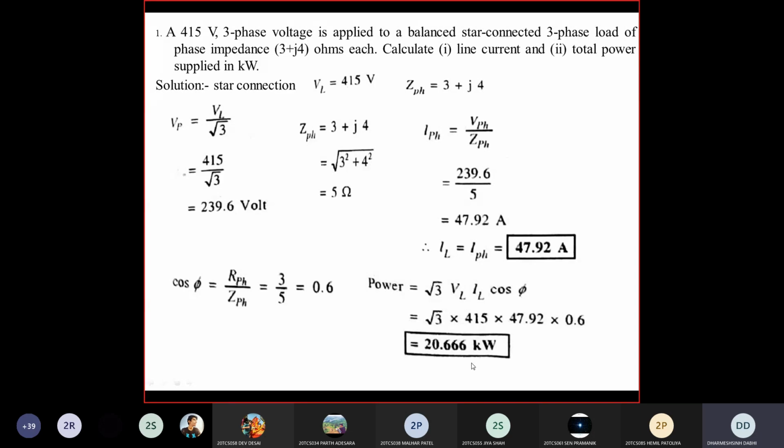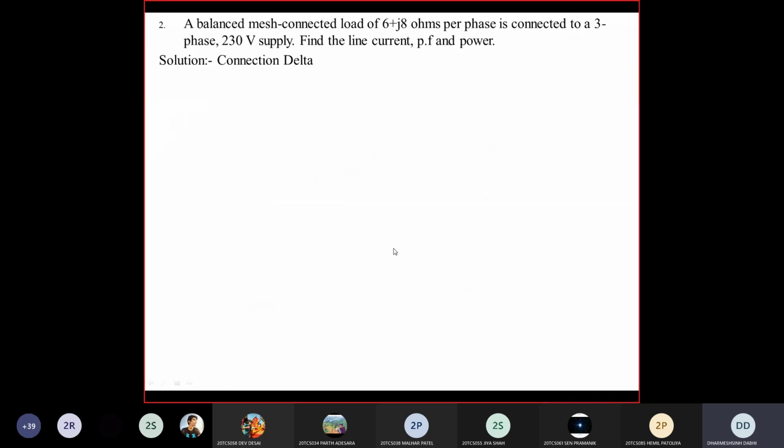So I move to the next example, okay? Write down, this is for a delta connected system. A balanced mesh connected load of 6 plus j8 ohm per phase is connected to a 3-phase 230 volt supply. Find the line current, power factor and power.